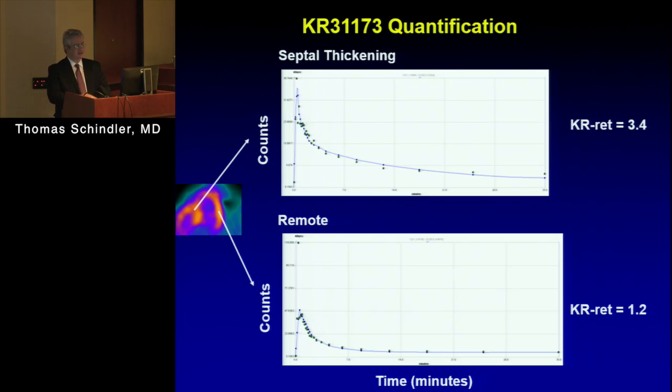Then we quantify this with an input response curve as we have shown. You get the time activity curve. And when you measure it in the hypertrophied thickened septum, the response curve is much higher than when you measure it in the remote myocardium without thickening, where it's much lower. And then when you quantify it in the KR retention index, you have here an increase to 3.4% per minute. And here in the remote area, it's only 1.2. So in the hypertrophic area, you have a 3 times increase in AT1 receptors compared to the remote area.